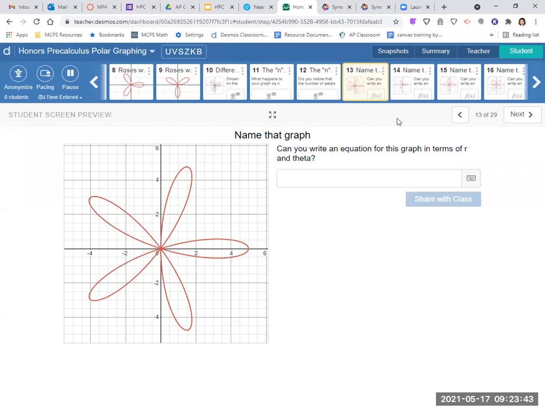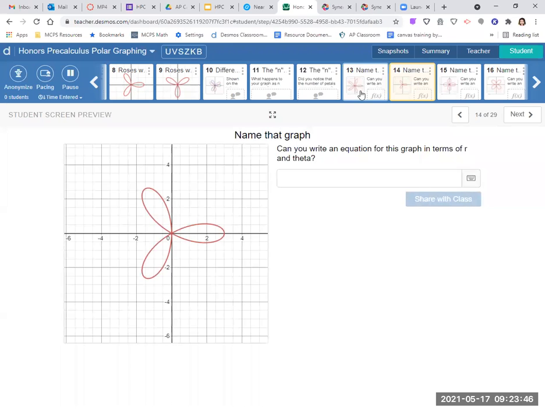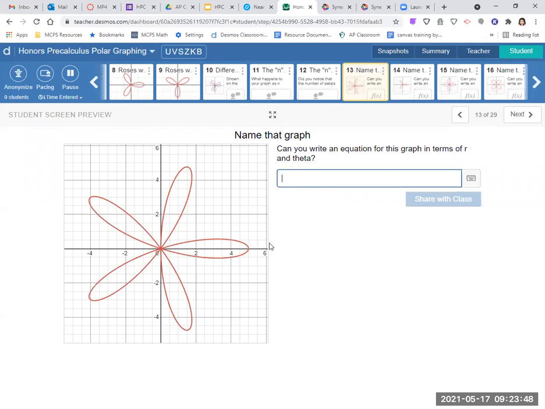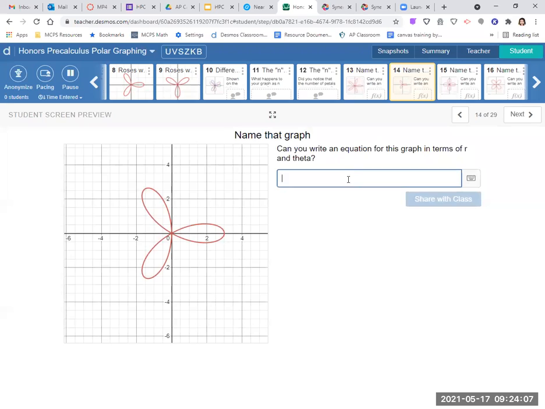Write an equation for this graph in terms of r and theta. And I would say the diameter is 5, so 5 cosine of 5 theta, right? R equals 5 cosine 5 theta. So when you have an odd number of petals, your n is just that. If you have an even number of petals, it would be twice that. So let's look at the next slide. Here this looks like a radius of 3. So r equals 3 cosine, there are 3 petals, so 3 theta, 3 cosine 3 theta.